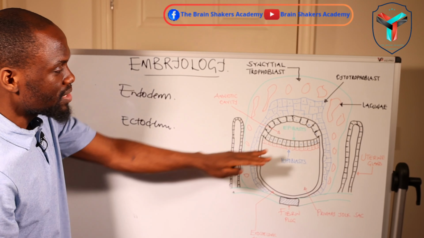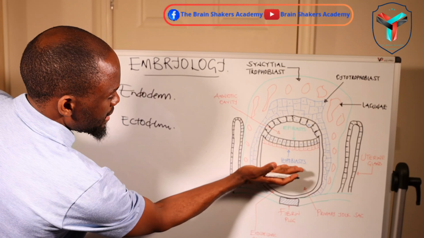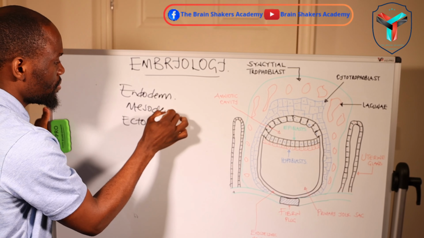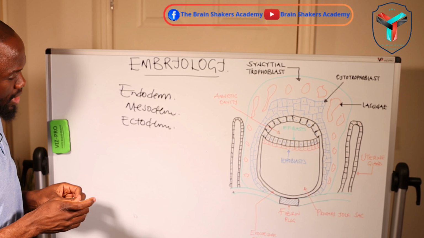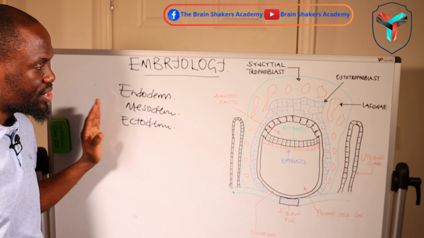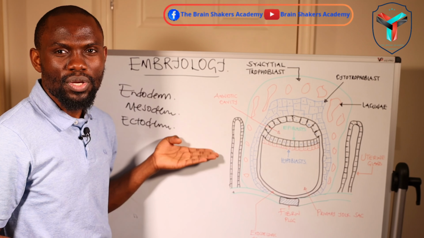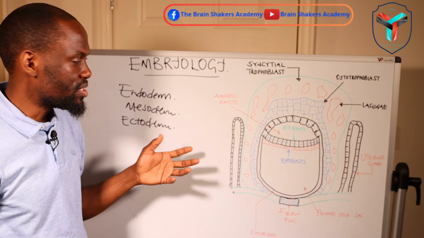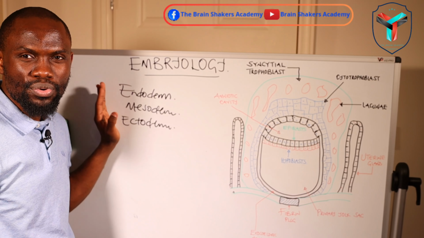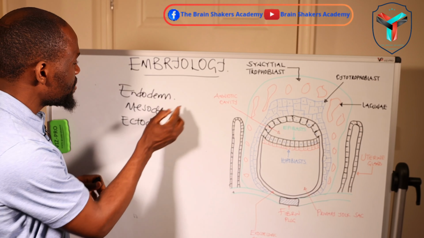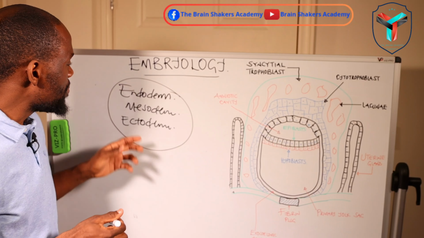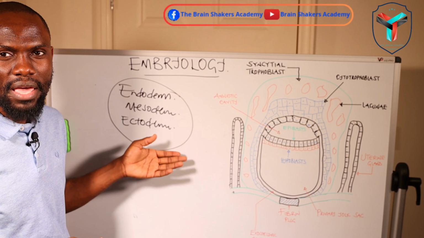That means the cells that will be in between the ectoderm and the endoderm are now going to be called the mesoderm. Okay, so these are the three germ layers, and the formation of these three germ layers is a process that we call gastrulation. So the epiblast gives rise to all three germ layers, and it is from these three germ layers that all the other structures, all the systems, are going to emanate.